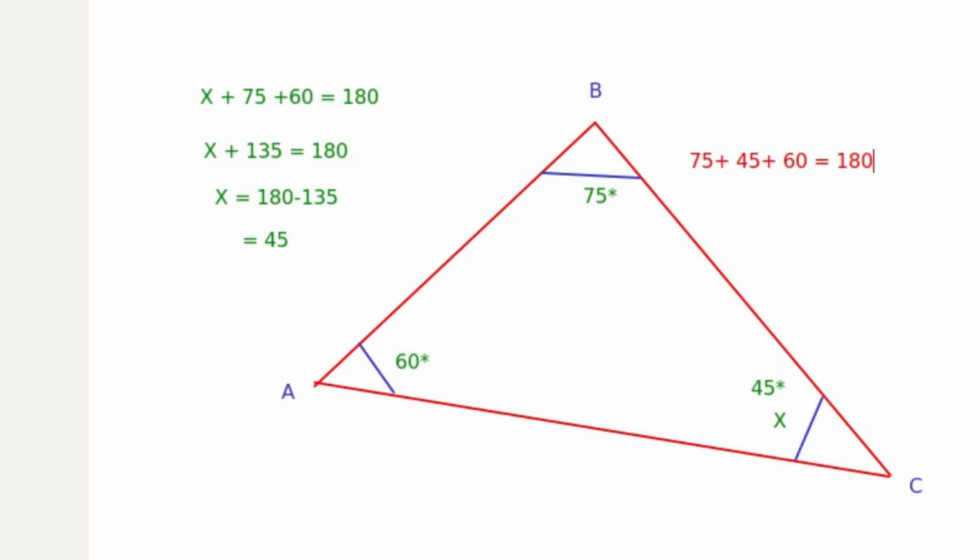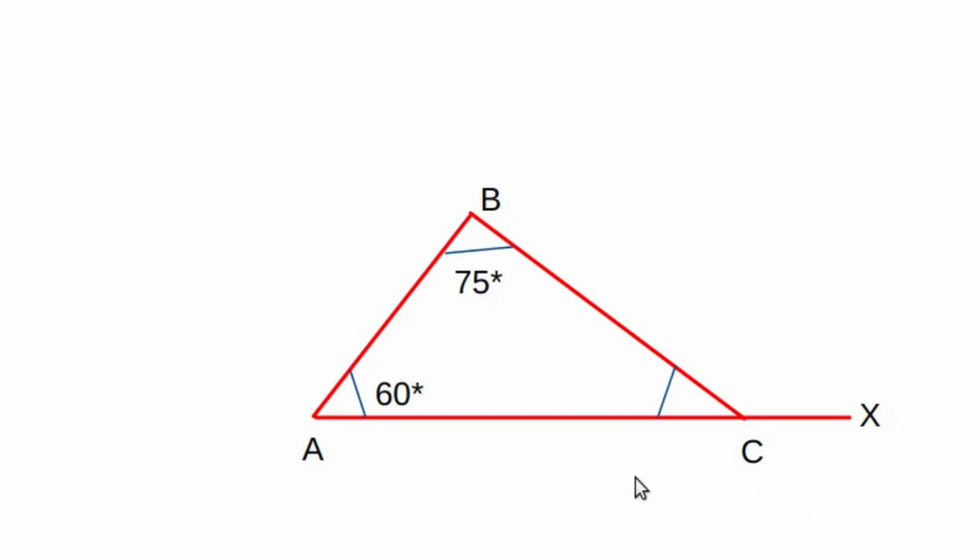Okay, I think you understood this. Now look at this one. This is just like our textbook activity. Here angle A is 60 degrees, angle B is equal to 75 degrees, and here angle C, we don't know how much this one is. So the measure of angle C we have to find out. So how to do this? And this is what I'm telling you.